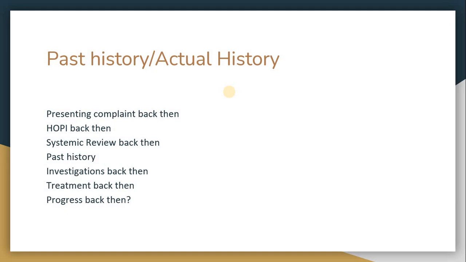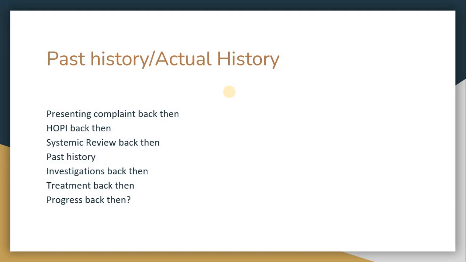Okay, after presenting complaint back then, ask them the history of presenting illness back then, the systemic review back then very shortly, the past history, which may actually have an overlap with the past history you asked earlier, the investigations done back then, the treatment that was offered back then, and the follow-up and the treatment back then and the progress that was back then.